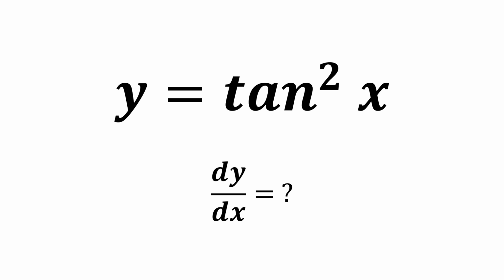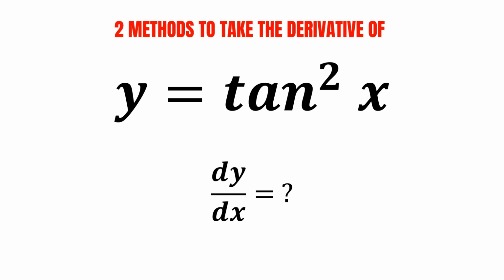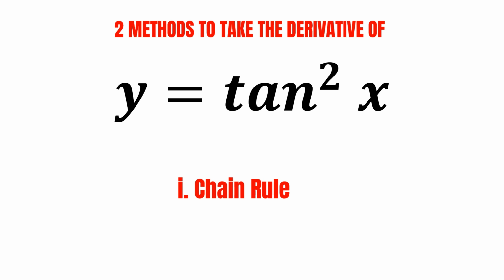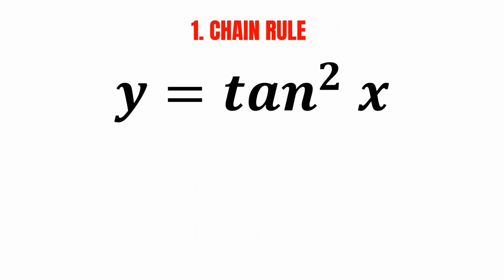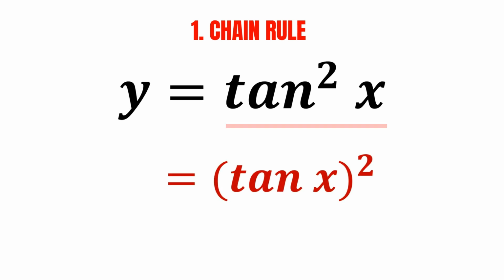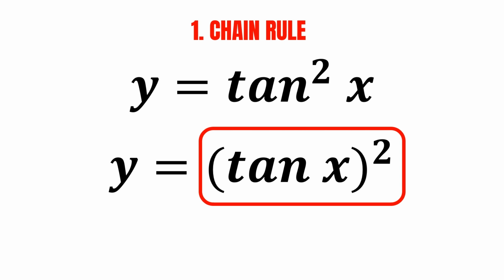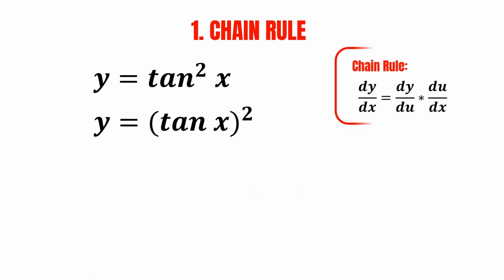There are two main ways to find the derivative of tangent squared of x, which are by using the chain rule and the product rule. Let's begin by using the chain rule. Tangent squared of x can actually be written as tangent of x, squared, which is a composite function, so we can apply the chain rule to find its derivative.